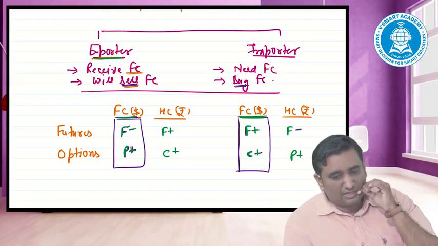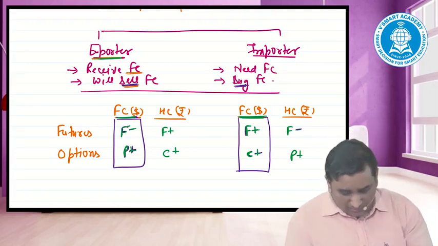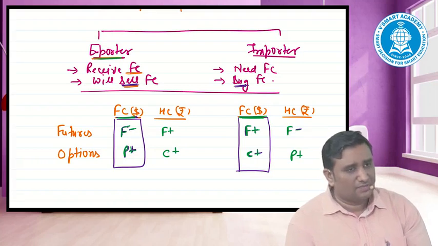Remember the originality of the exporter and the originality of the importer. The second currency we can automatically make. Remember that originality. The second part we can easily remember.